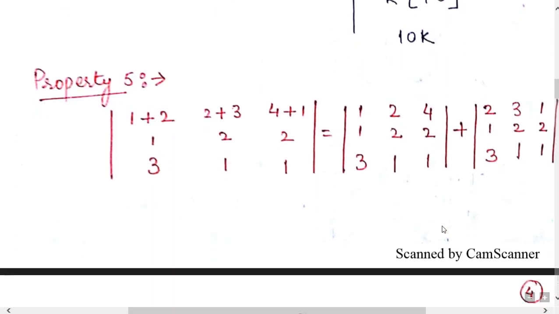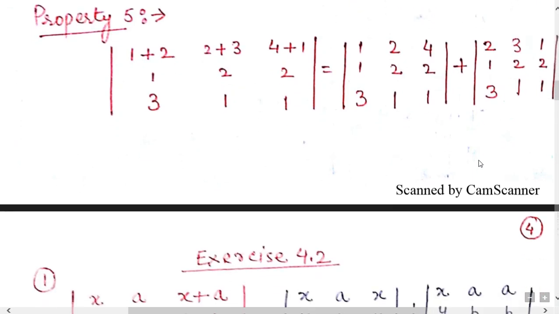Property number 5: if you would like to split the elements, suppose I write 1 plus 2, 2 plus 3, 4 plus 1, and I split the values as 1 1 3, 2 2 1, 4 2 1 and 2 1 3, 3 2 1, 1 2 1, like this. It means both the answers will remain as it is.